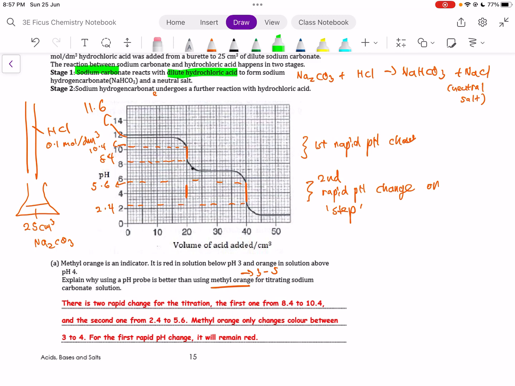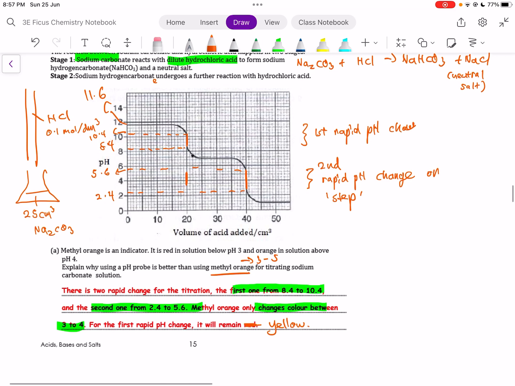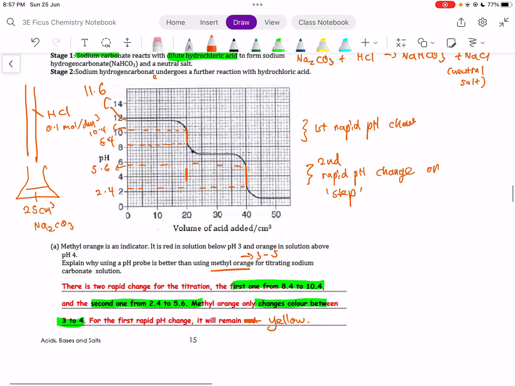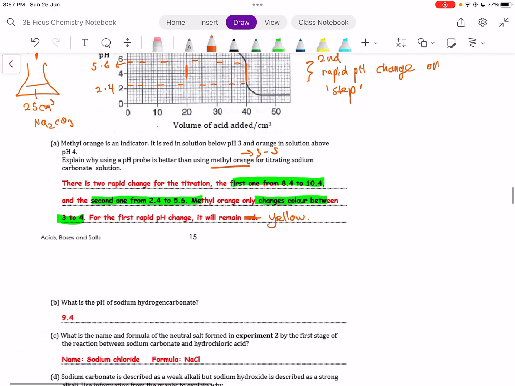The first rapid pH change is from 8.4 to 10.4. The second rapid pH change is from 2.4 to 5.6. Methyl orange only changes color between 3 to 4. So for the first rapid pH change, it will stay yellow, because the pH is still above 5.